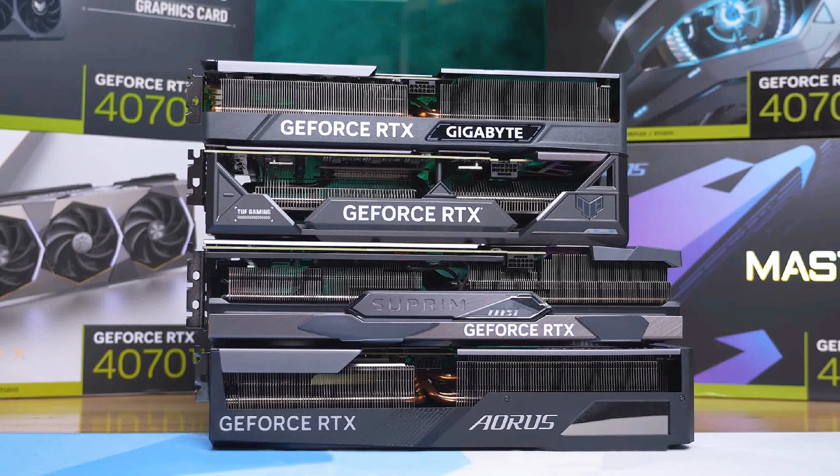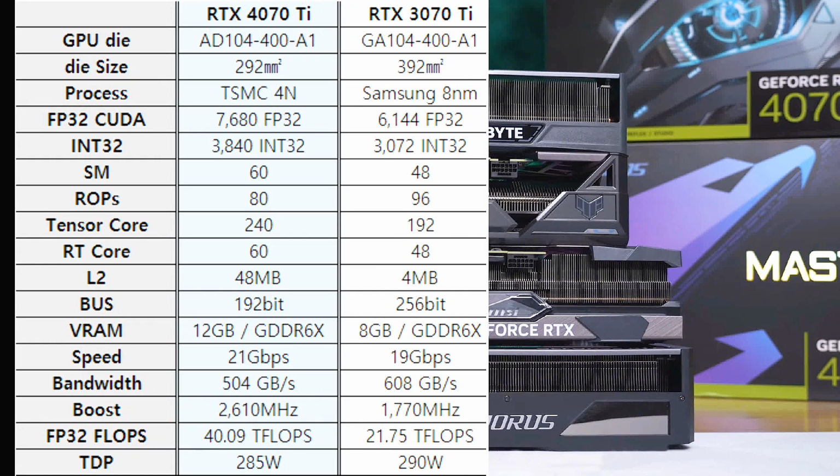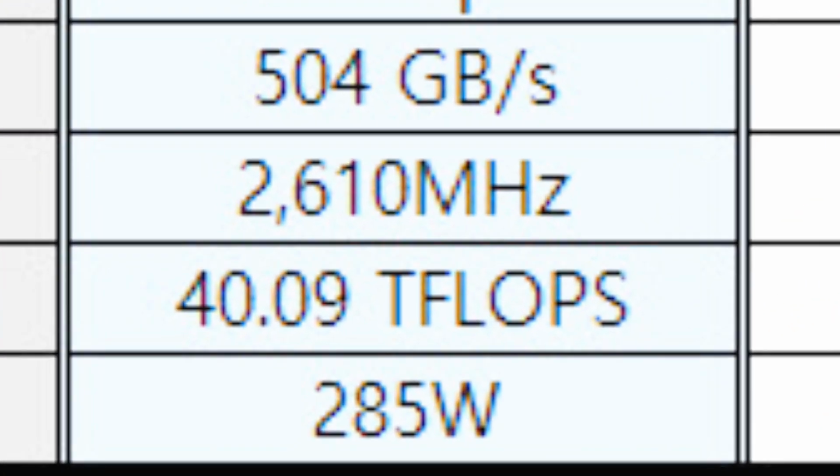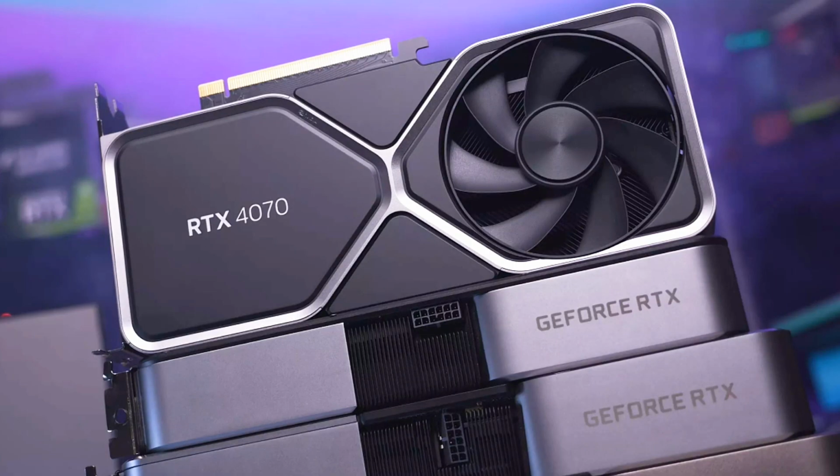One of the biggest differences you'll notice is in power consumption. The 4070 Ti generally uses more power, around 285 watts compared to the 4070's 200 watts. This means it's more power hungry, and you might need a slightly beefier PSU if you're choosing the Ti.